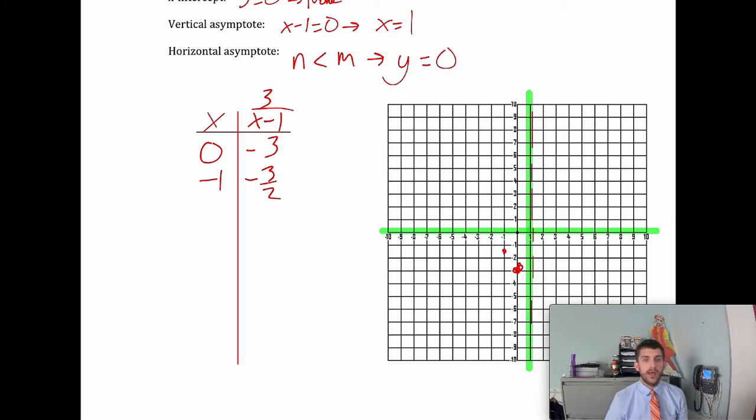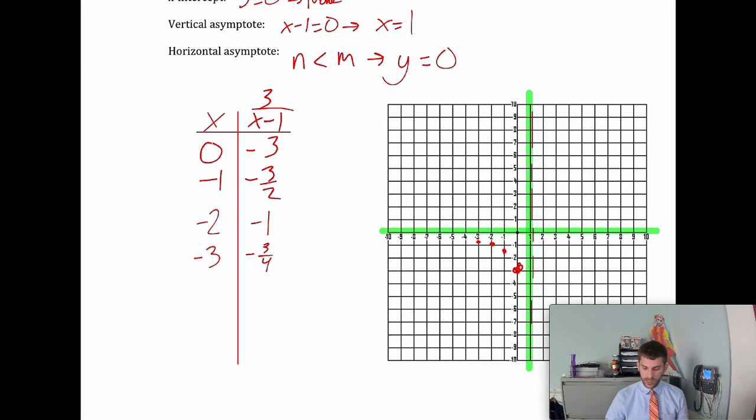Let's try x equals negative 2. So we have 3 over negative 2 minus 1. So it's 3 over negative 3, which would give us negative 1. And let's do one more on that side. Let's do x equals negative 3. So we have 3 over negative 3 minus 1. Well, negative 3 minus 1 is negative 4. So we have 3 over negative 4, or negative 3 over 4. And that'll be about there.